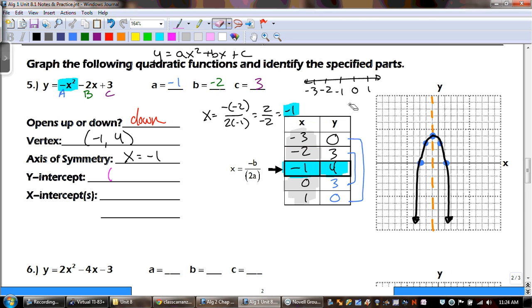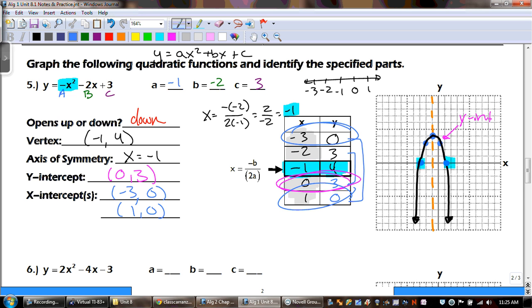Sorry guys, Mr. Grice had a brain fart right there. The y-intercept is where x equals 0. It's this point right here, the y-intercept. So that's the point 0, 3. And the x-intercept is where it crosses the x-axis. And those points, well, thankfully, it tells us right there. We have the points -3, 0 and 1, 0.